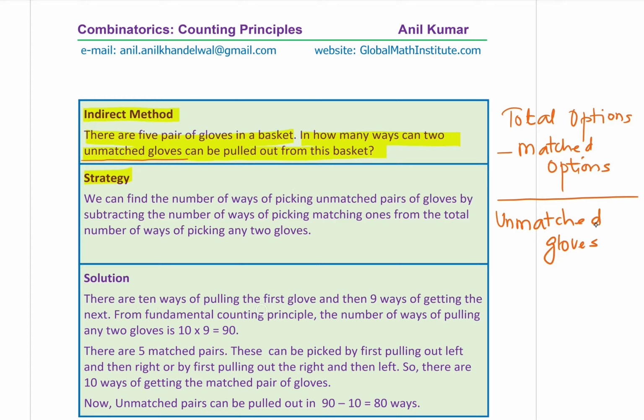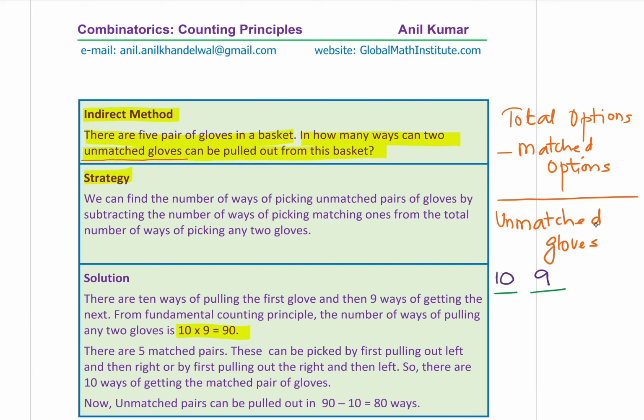So there are 10 ways of pulling the first glove and then 9 ways of getting the next. What we're trying to say here is, let's say there are 10 gloves, right? So we have to just pick 2. Whenever we pick for the first time, we could pick any one of those 10. And the second time, since one has been picked, we have 9 left. So there is the option to take 9 now, right? From the fundamental counting principle, the number of ways of pulling the 2 gloves is 10 times 9, which is 90. So we get the total options of pulling these pairs. So there are 90 ways of pulling the pairs.